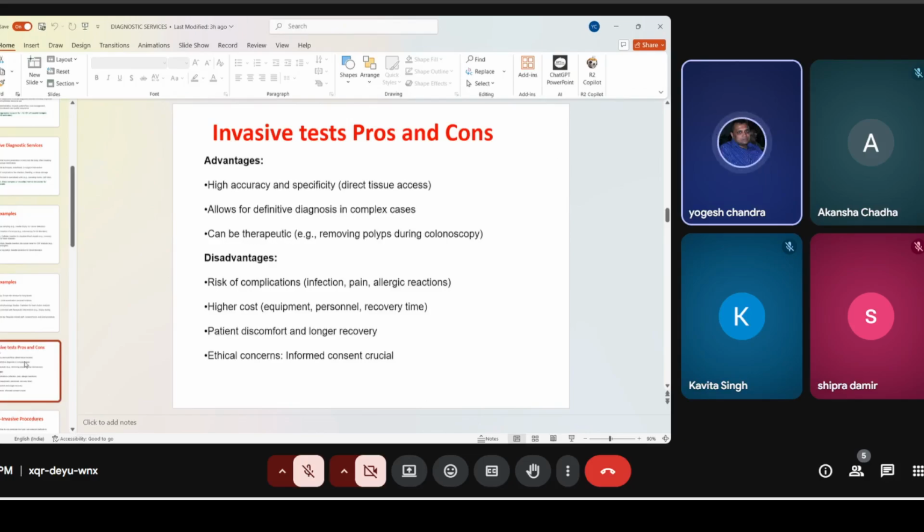Then ethical concern. Ethical concern means you need informed consent. That is very important. Most of the time in the hospital there is a kind of implied consent. Suppose some patient comes to me and I have written that you have to go for a CBC or a urine routine microscopic examination. There is no need to take any written consent for that, because when the patient has reported to you, in the medico-legal sense, that is called implied consent.